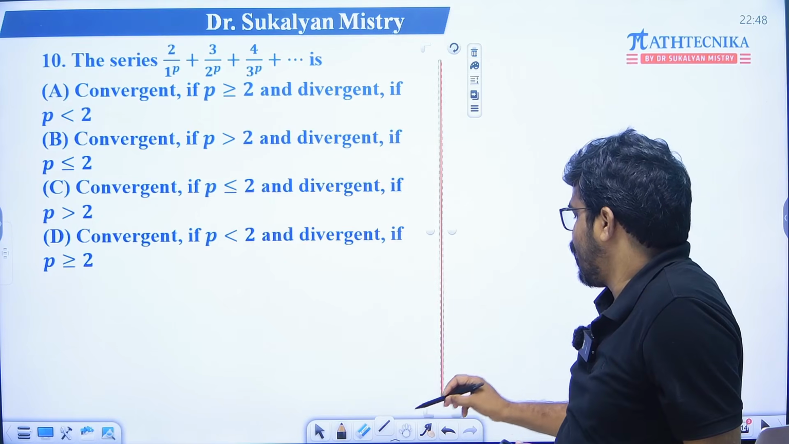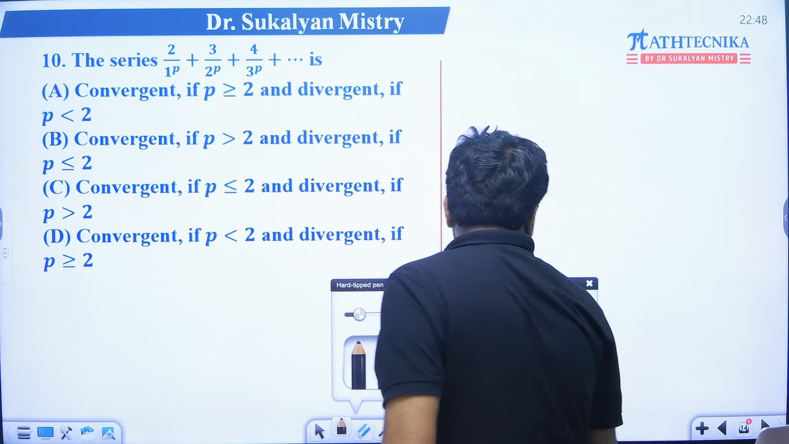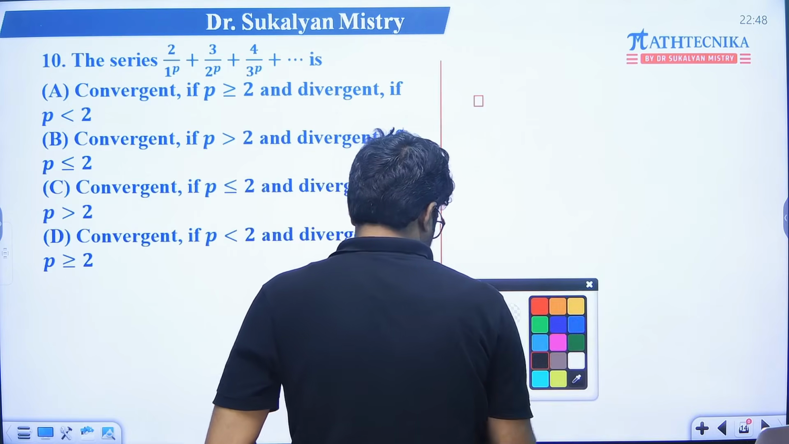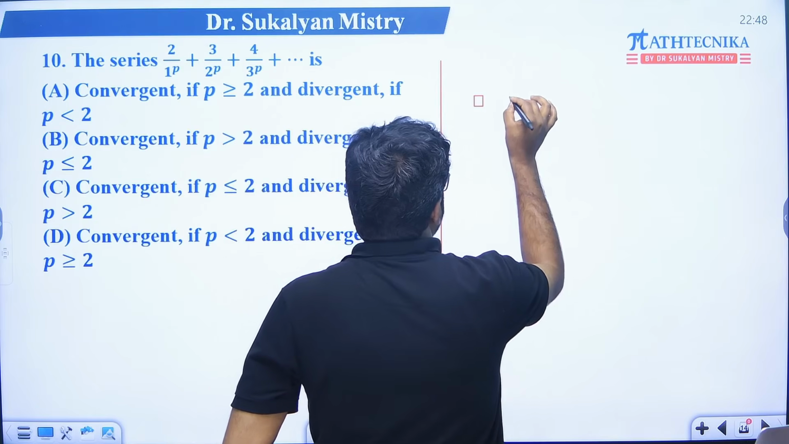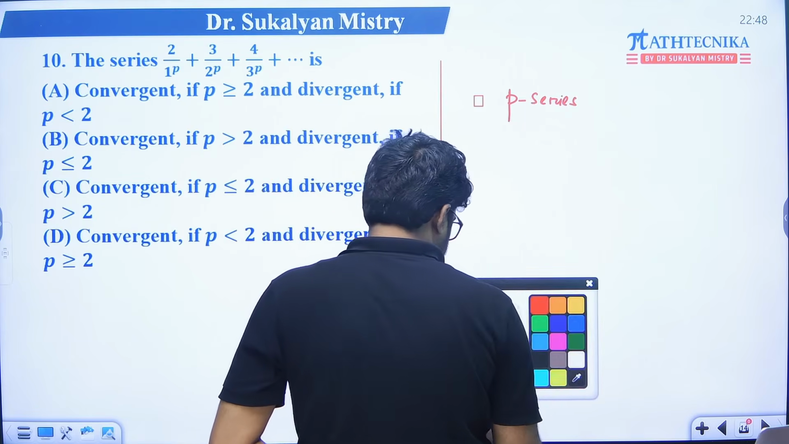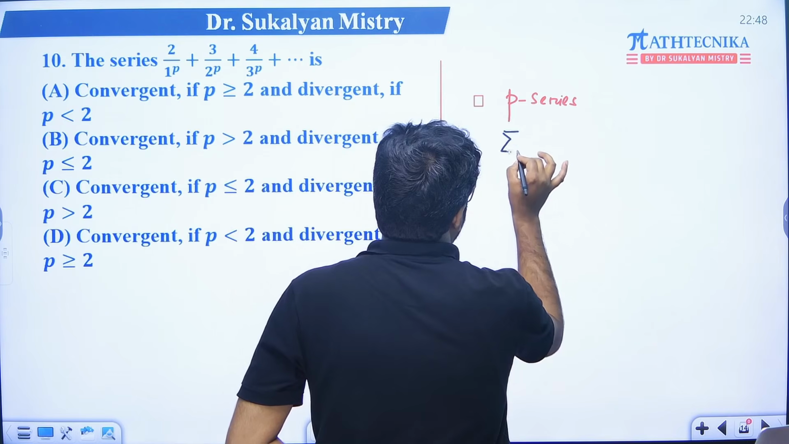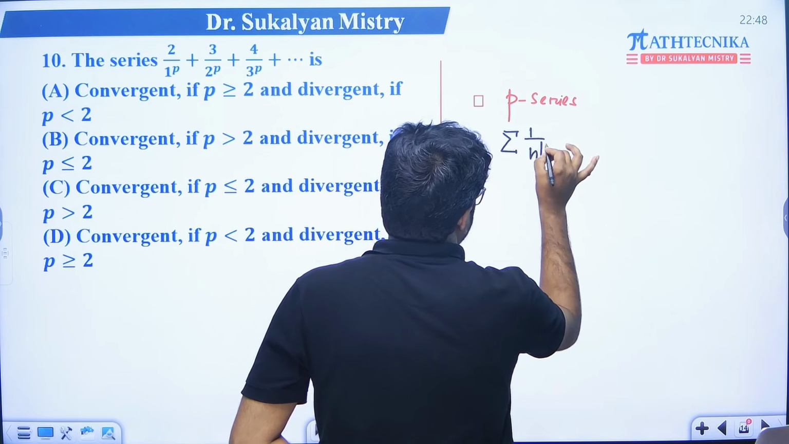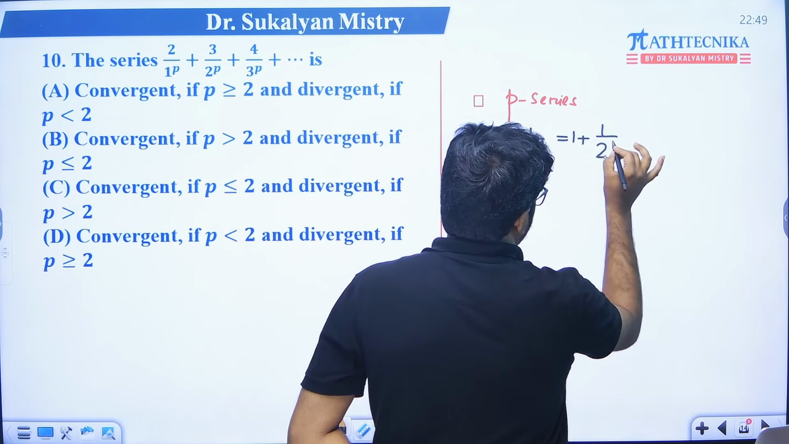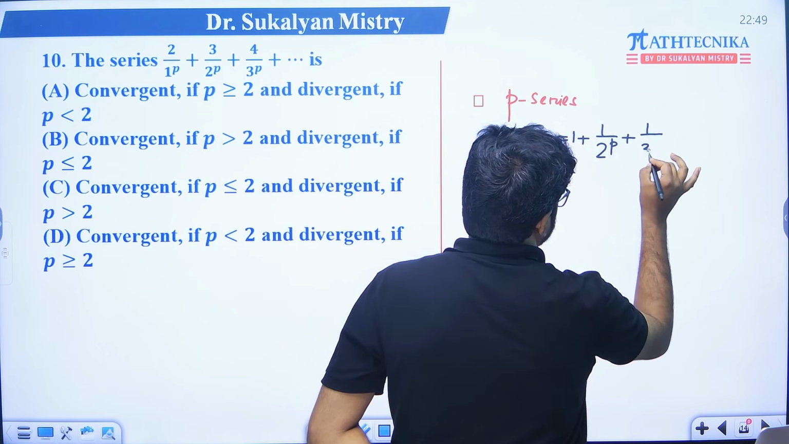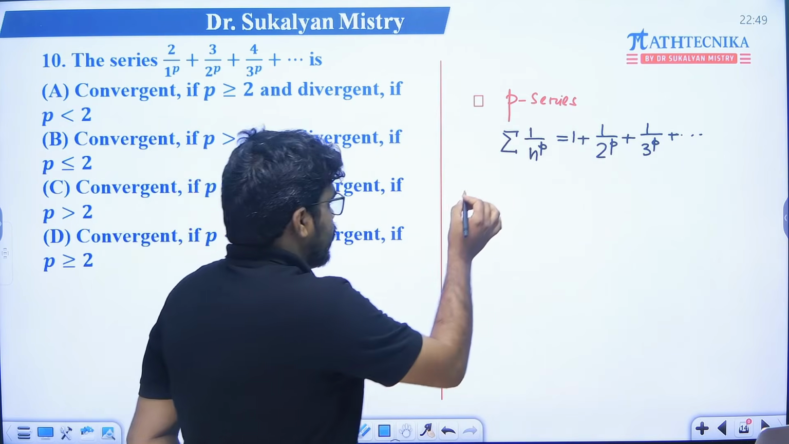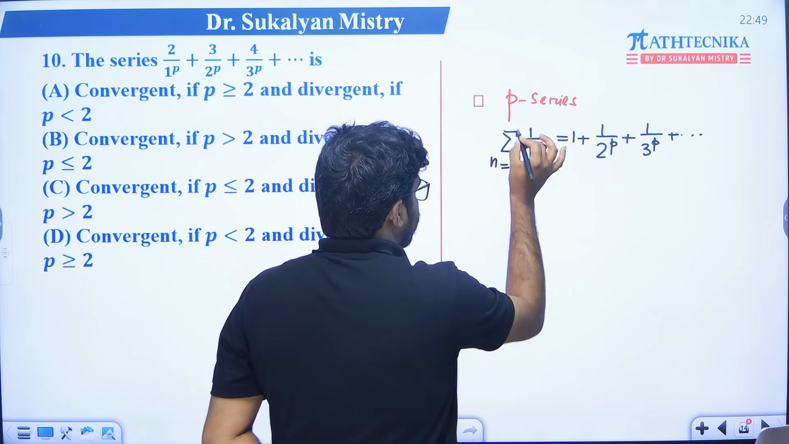First we apply this result. What is the p series? Just recall this. The p series is the series summation 1 by n to the power p. So this is called the p series. That is 1 plus 1 by 2 to the power p plus 1 by 3 to the power p plus dot dot. So this is called the p series, right? Here n varies from 1 to infinity.